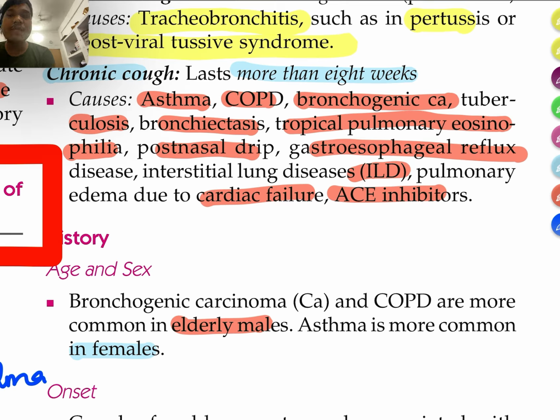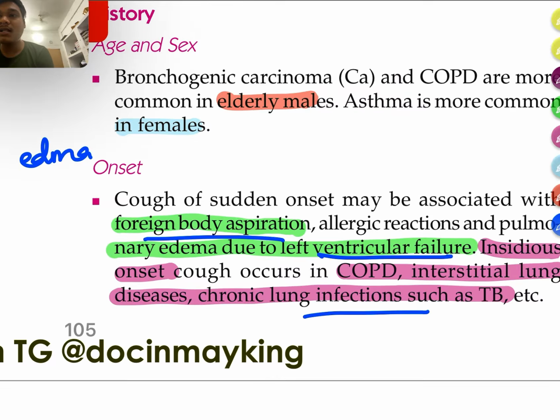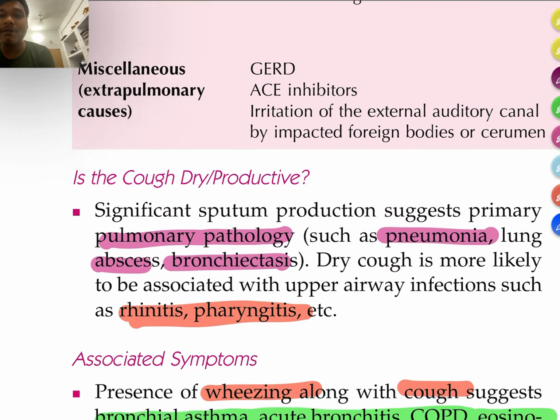In age, we have studied that asthma is common in females, while bronchogenic carcinoma is common in males. The onset may be acute or chronic. If the patient has acute cough, then we will go with symptomatic treatment, though the patient may have a chance of foreign body aspiration, left ventricular failure, or other causes like chronic infection in case of TB.